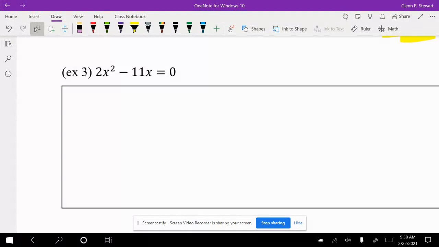Now, example 3. If you notice, it's not factored, so we do have to factor this first. 2x squared minus 11x equals 0. Both of these have an x in common, so I'm just going to pull out that greatest common factor. That's what we should do first. And then, once again, I'm going to set each of these equal to 0.